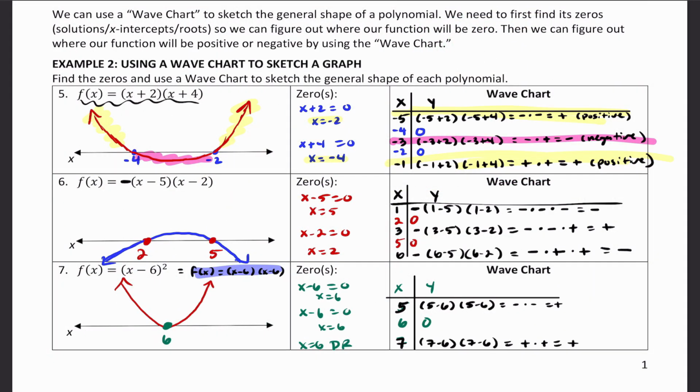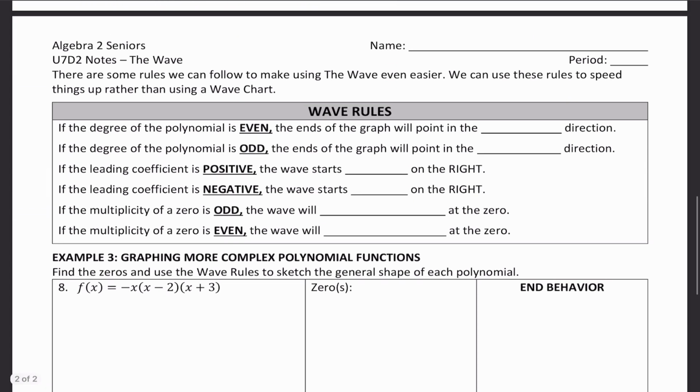Now, if you think the process of doing this is long, then what I'm going to do is show you a faster way of doing the wave. So moving on to the back side of this page, we have something called the wave rules. So if the degree of the polynomial is even, the ends of the graph will point in the same direction. If the degree of the polynomial is odd, the ends of the graphs will point in the opposite direction.